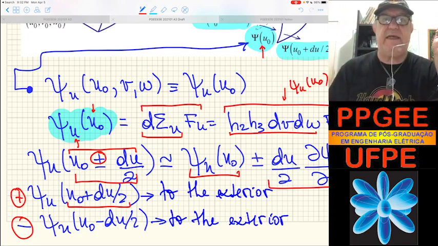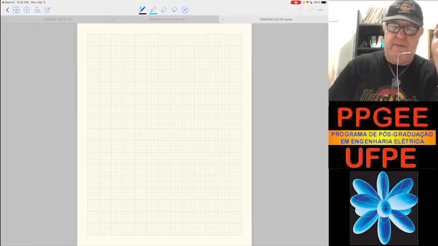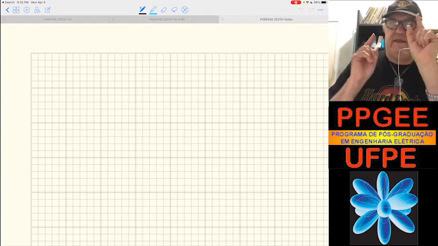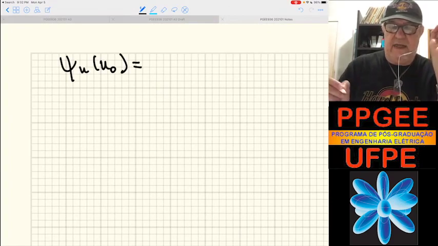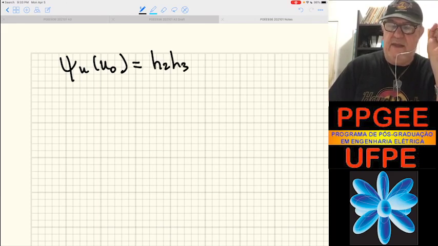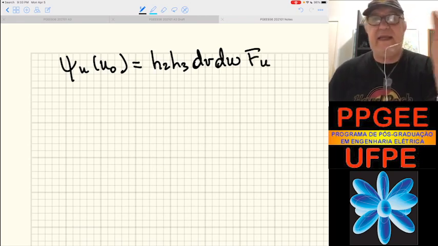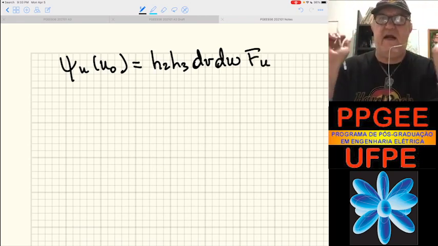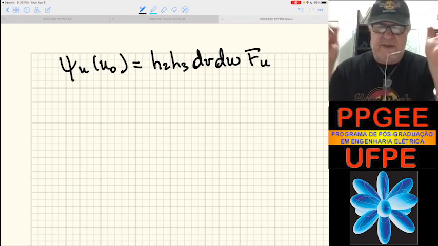Just recall that we have C_u of U0 equals H2 H3 dV dW F_u, calculated at the center. I'm not going to put the arguments to avoid big expressions here.